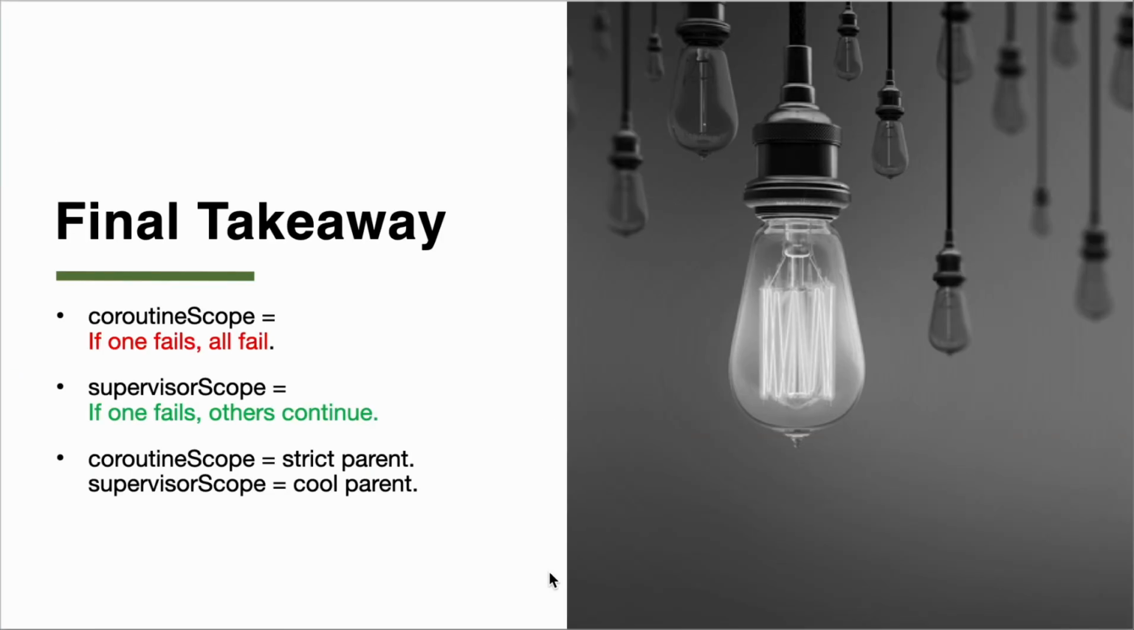All right. So guys, the final takeaway is basically: coroutineScope means if one fails, all fail. supervisorScope says if one fails, the others will still continue. So coroutineScope is nothing but a strict parent. The supervisorScope is nothing but the cool parent. All right. So that's it. You will never forget again. I'm sure you will not forget this major difference between coroutineScope and supervisorScope.